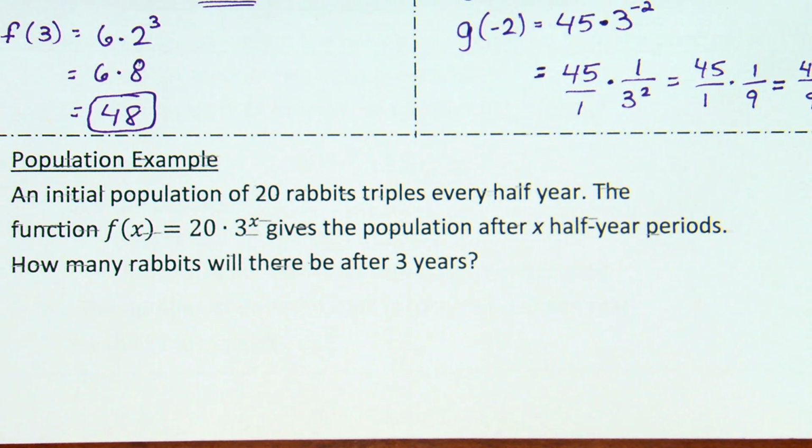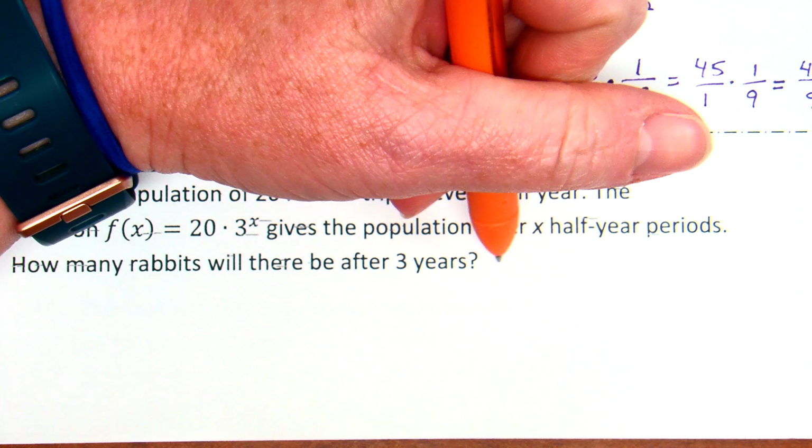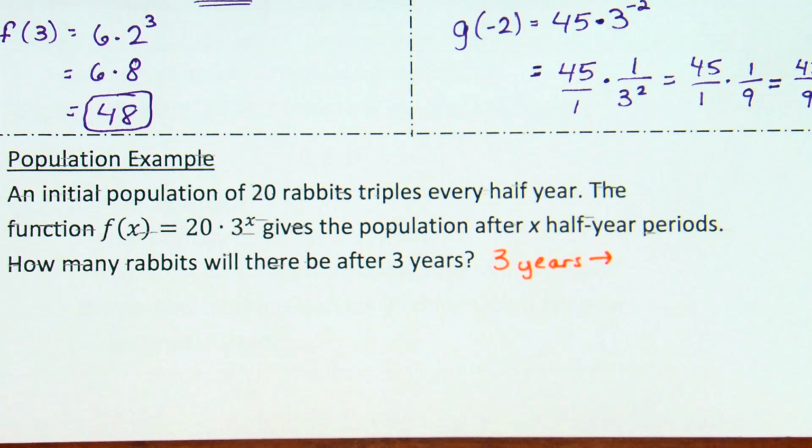Thoughts? Well, x is 3. It's asking how many rabbits will there be after 3 years? Okay, but we have to be a little careful with that. It does say 3 years, but it triples every 6 months, so it would be 6 times. One of the important pieces of information to write down is what is x?